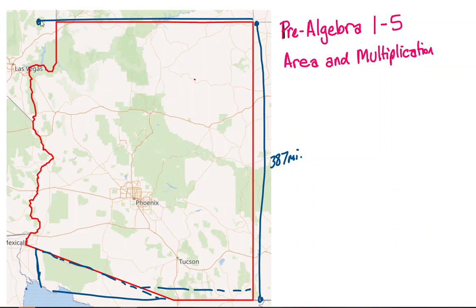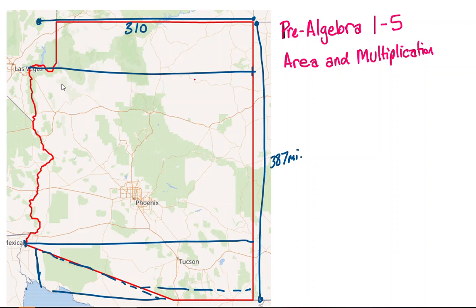Okay, and then it's even harder, you can see, to figure out the width. So let's just give an estimated width of 310. I think that's actually the widest width, so it might be from here to here, or from here to here. It's the widest width. Now the area is just the length times the width. So we're just going to multiply 310 miles by 387 miles.